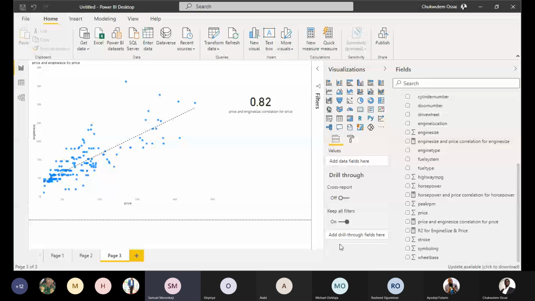So I just wanted to quickly ask: based on the trend line, if we now want to do a predictive analysis, say I have a new data value for engine size, can I determine the price? Can I forecast with this trend line that we basically have on our scatter plot?